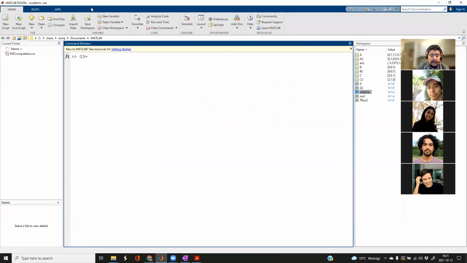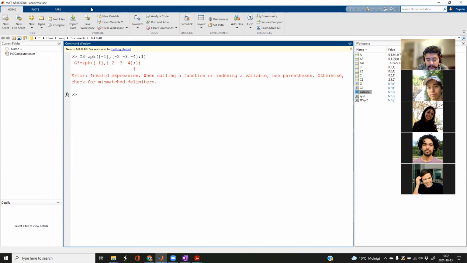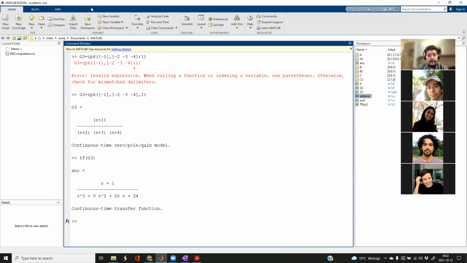So G3 is equal to zeta pk, or I can make the expansion of the previous polynomials, but then it's easier like this. It has no gain. We have a 0 in -1, a pole in -2, -3, and -4. And we can obtain a transfer function from this.